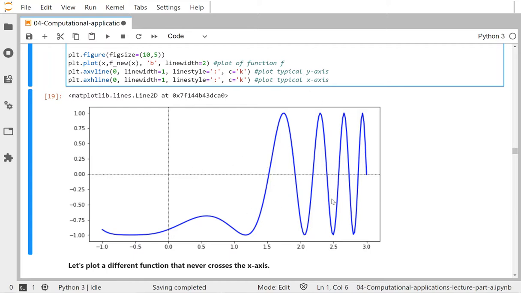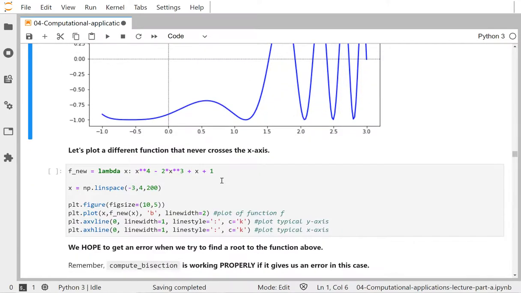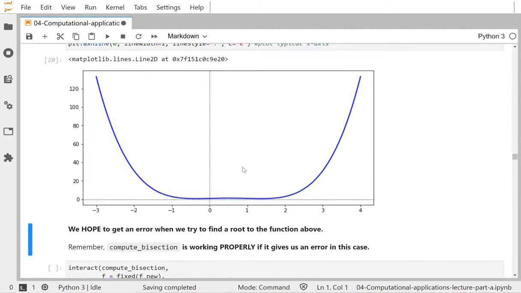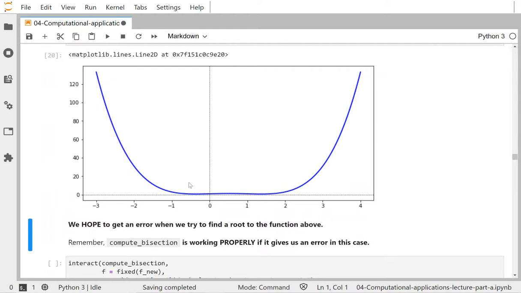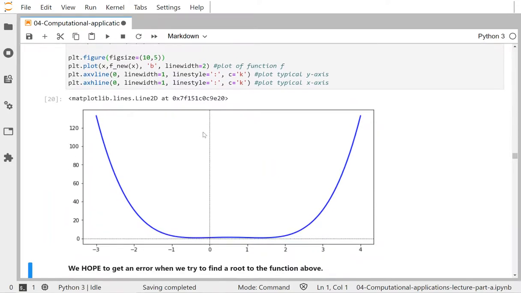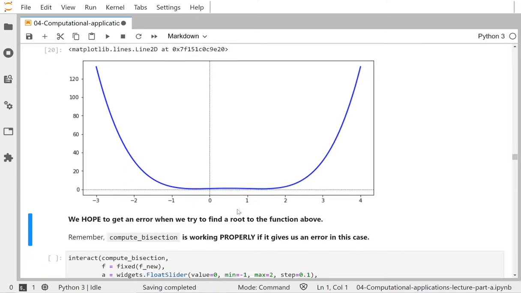As I was moving my b values around, sometimes it was going negative, sometimes it was going positive, sometimes it was going negative, and so on. So we can plot a different function, for instance, that never crosses the x-axis. Here's a function. It's never crossing the x-axis. It gets close. It's x to the fourth minus 2 times x cubed plus x plus 1. Now, it's very close to 0, but it's never equal to 0.